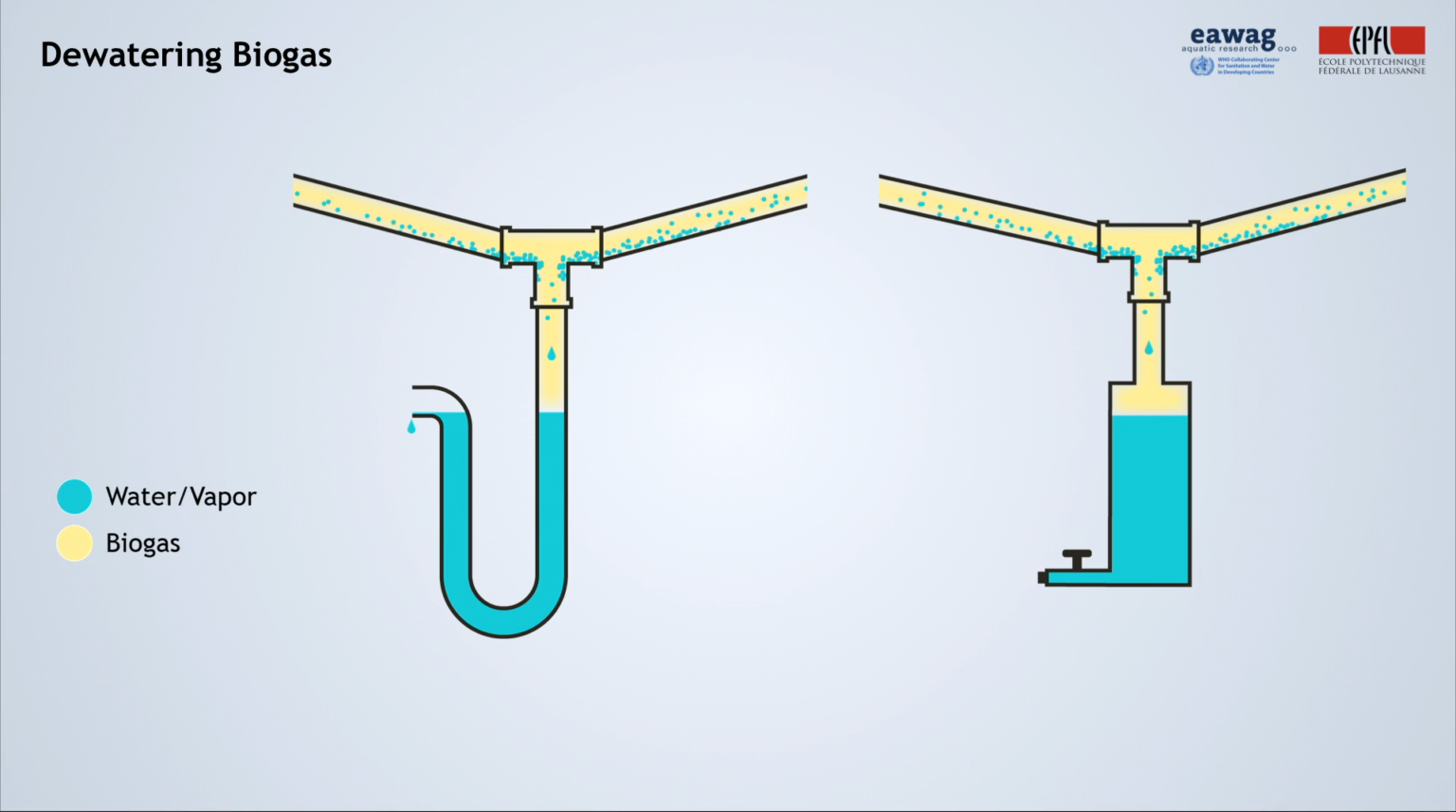There are different types of water traps you can install. Here are two examples, an automatic one and a manual one. Both have T-joints at the lowest point in the gas pipes and a water storage unit below the T-joint, where the condensate can flow into. The automatic trap empties itself when full by using a U-bend overflow, whereas the manual water trap is emptied by opening a valve.